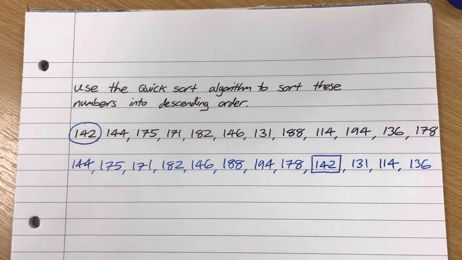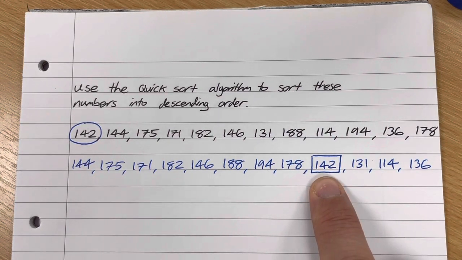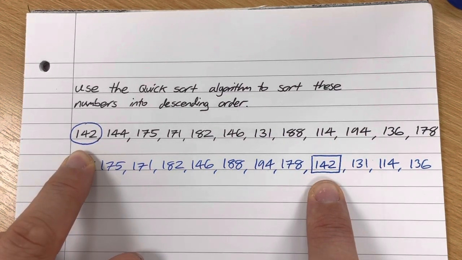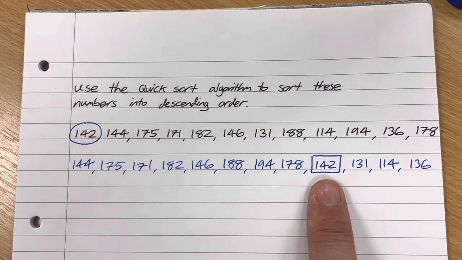Now we repeat that exact process on each of the sublists. The 142 is now locked in place. I've represented that as a rectangular box as opposed to a circular box. A circular box will represent an active pivot, and a rectangular box will represent one that has been a pivot but is now locked in, so it's not going to move again.